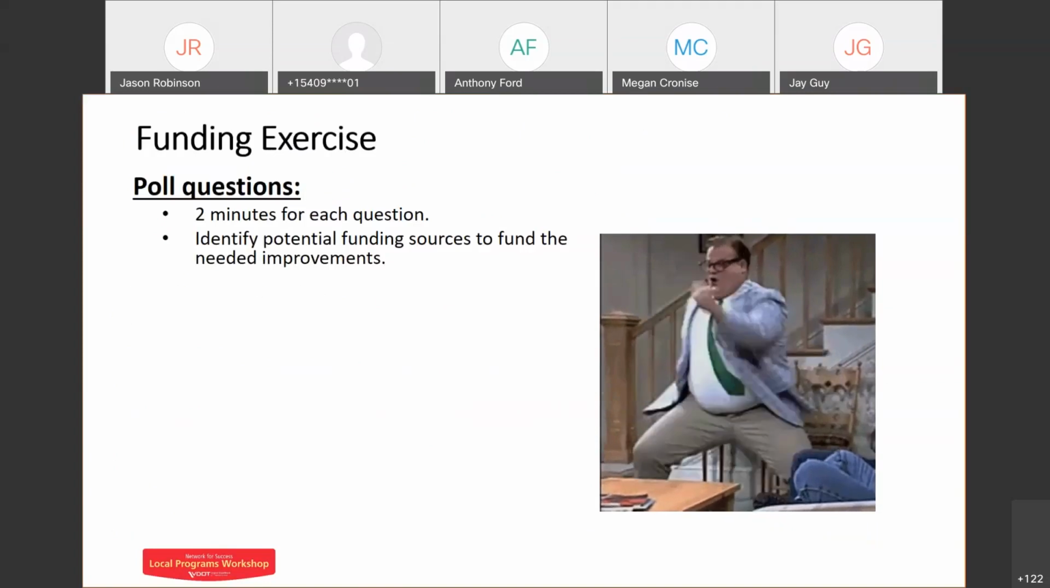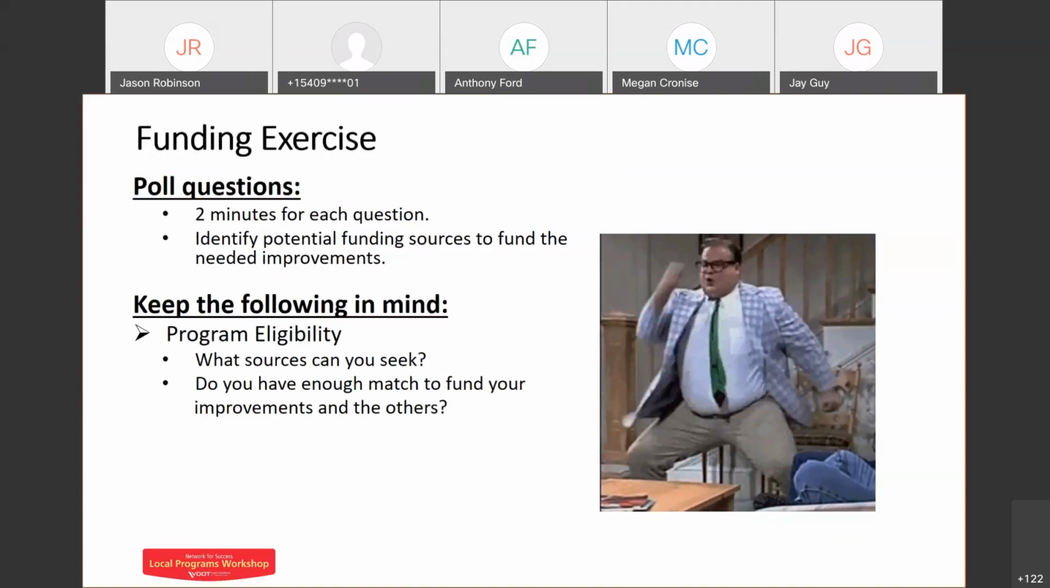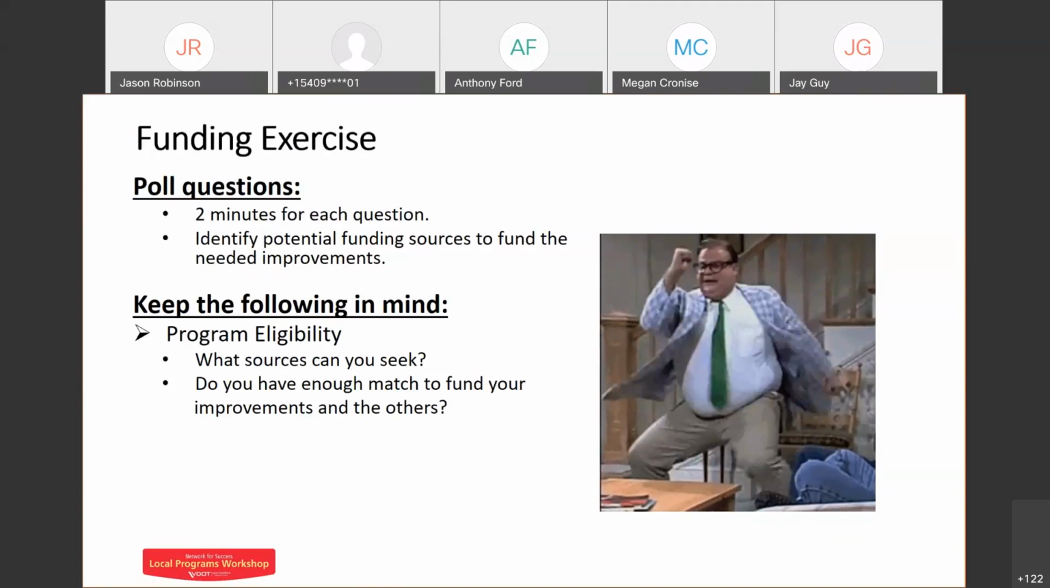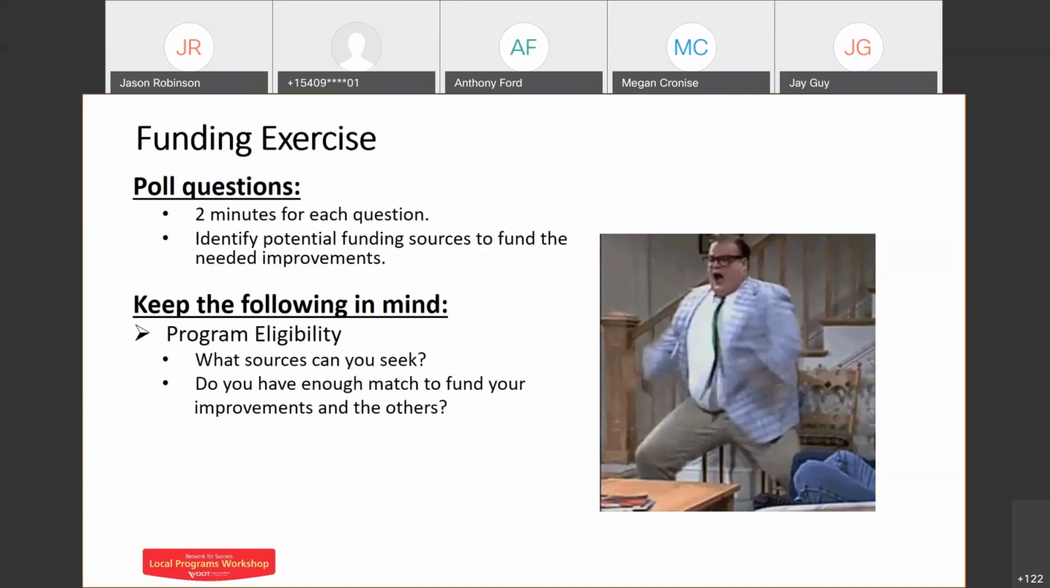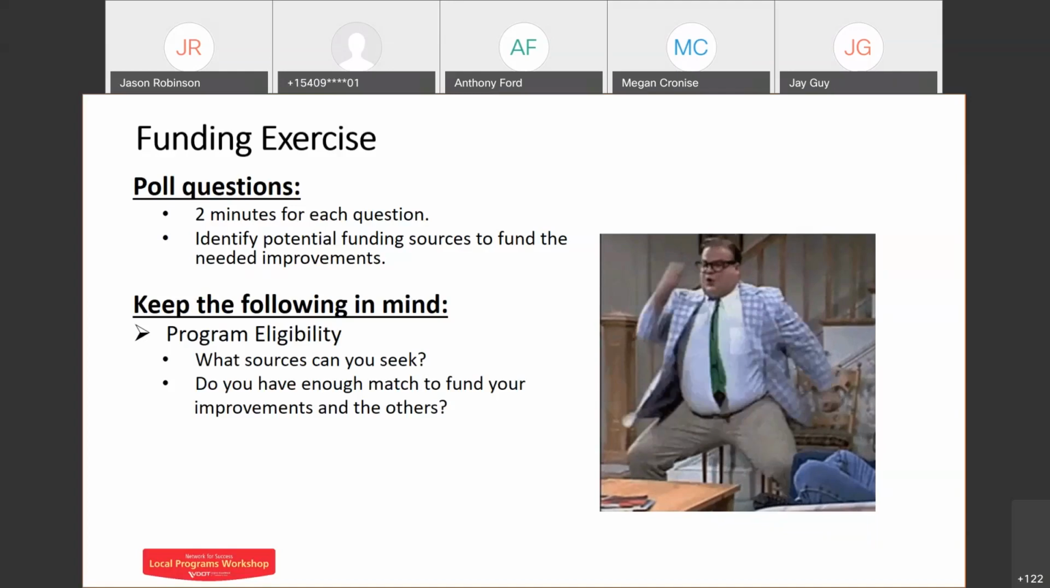But the questions are going to be to identify the potential funding sources for each of the needed improvements, keeping the following in mind. Is the project eligible? Is the funding appropriate for the type of improvement we're going to fund with each question? And if you go back and do this later, do you have enough match to fund these improvements and everything else you want to do?